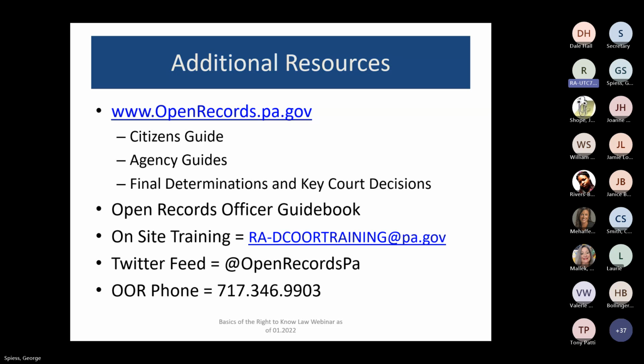We have guidebooks for agency open records officers. It happens to be 78 pages. You can download it for free. A lot of useful information there. Any further training that you might be interested in. And also, if you're interested in transparency in general, you can subscribe to our Twitter feed. And every morning at 7 a.m., we will wake you up with all the news that's fit for the day with government transparency all across the country.